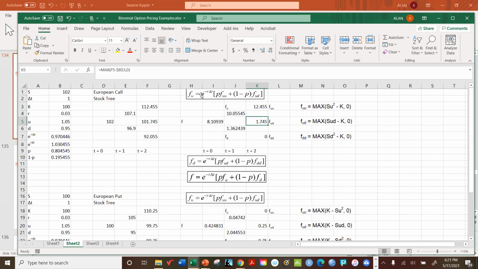We always start with the present value, e to the minus R delta T. Inside the brackets, we have the probability weighted average of the upstate and the downstate. In other words, P times this FUU, 1 minus P times this FUD. Same thing here. And when you work your way back in the tree, we get an option price of approximately $8.11.